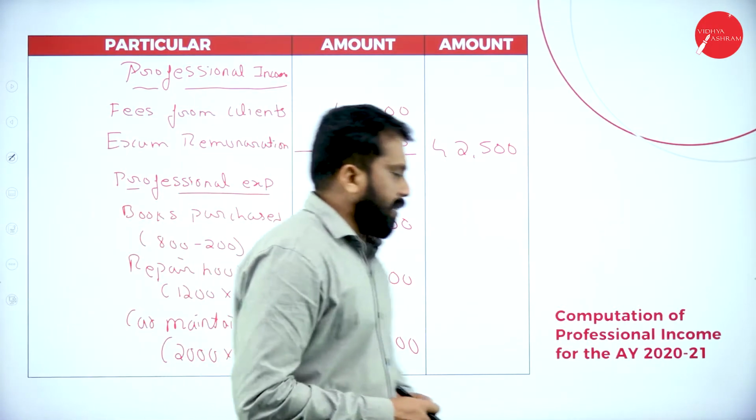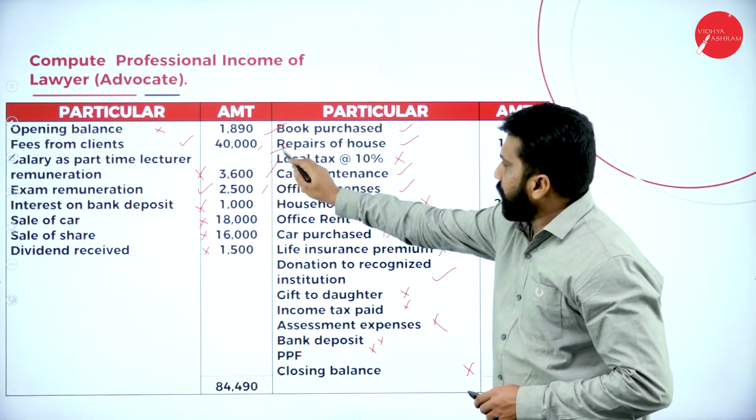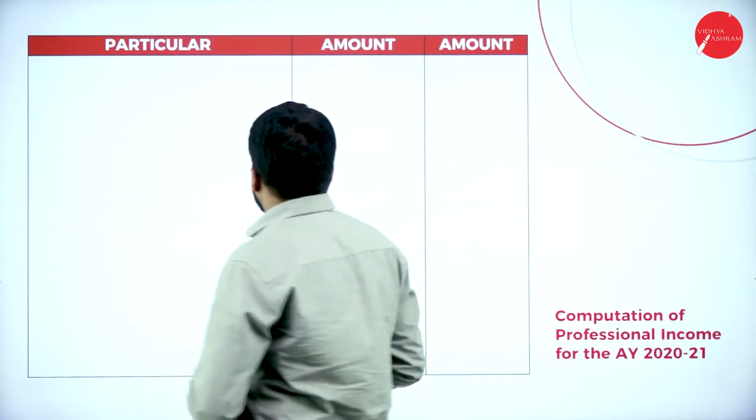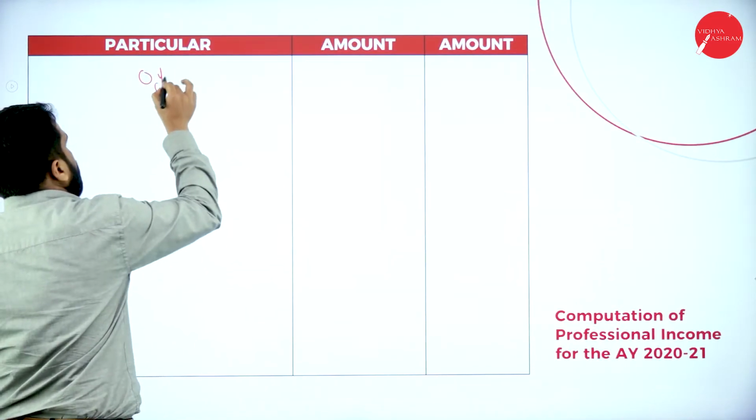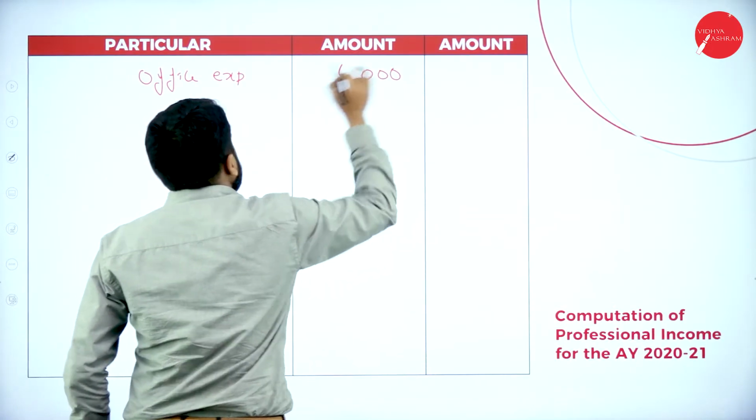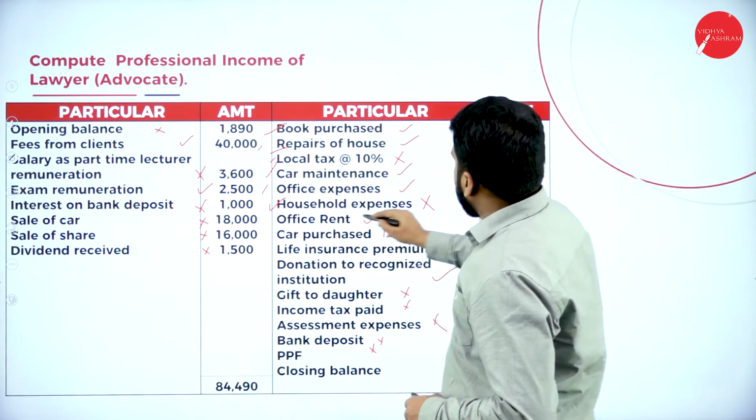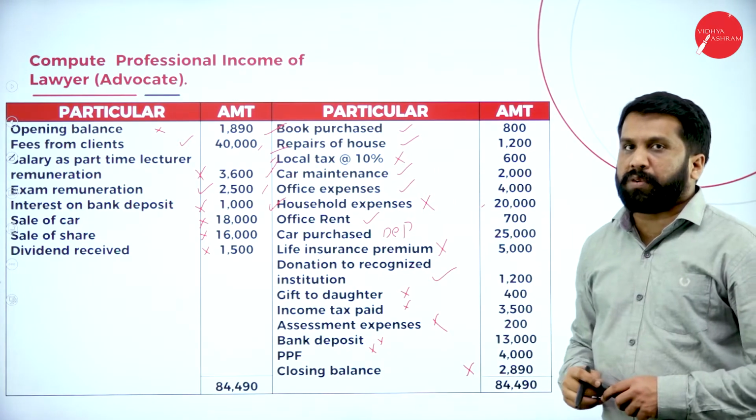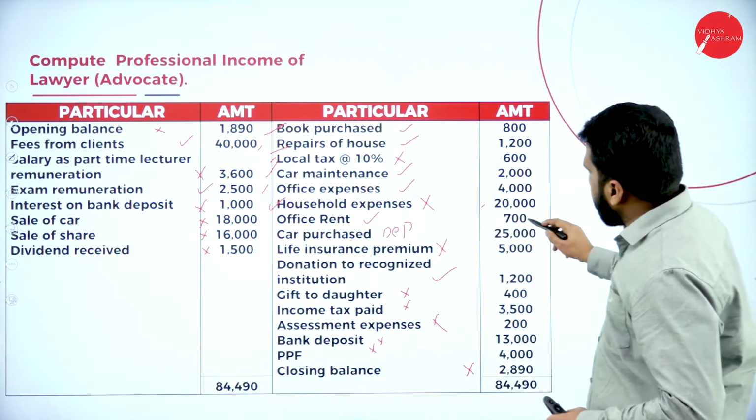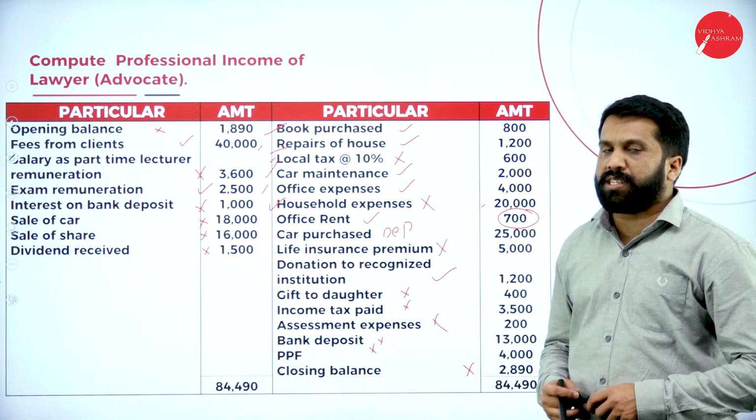Yes. Now, I'll go back to your question. Car maintenance is over. Then office expenses 4000. Office expenses. It is 4000. What is the next one? Household expenses 20,000. How to go along with household expenses? Always your personal. Office rent 700. Should we take completely? Yes, you have to take, because for office you are using 700.